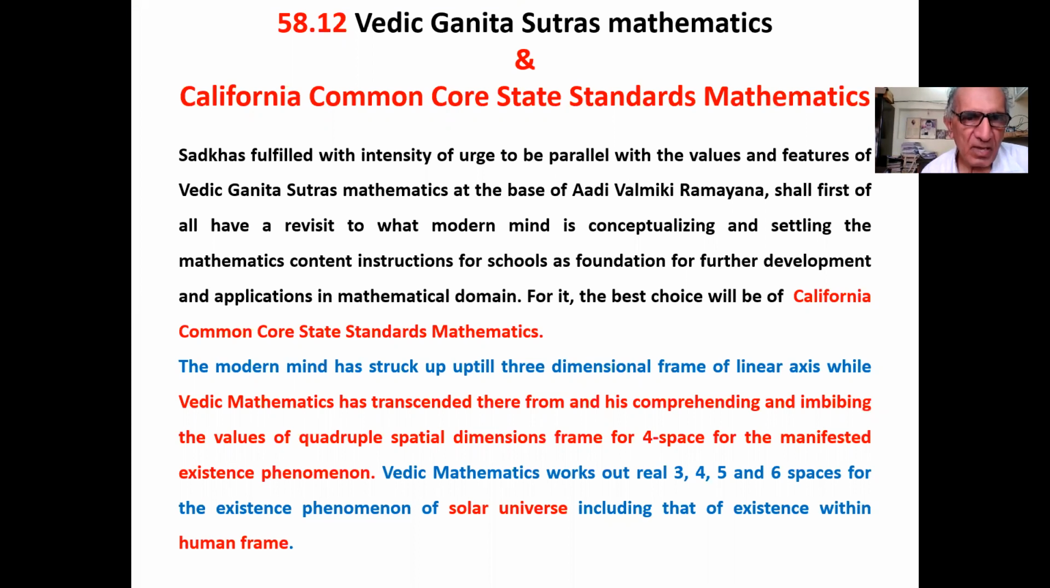Be that as it may, the modern mind has struck up till a three-dimensional frame of linear axes, while Vedic mathematics has transcended therefrom, and its comprehending and imbibing reach is of the values of a quadruple spatial dimensions frame, four space, for the manifested existence phenomenon. Vedic mathematics works out real 3, 4, 5, and 6 spaces for the existence phenomenon of the solar universe, including that of existence within the human frame. These values are apparently surfacing in the text of Aadi Valmiki Ramayana.